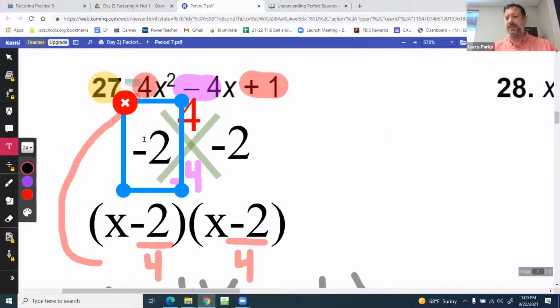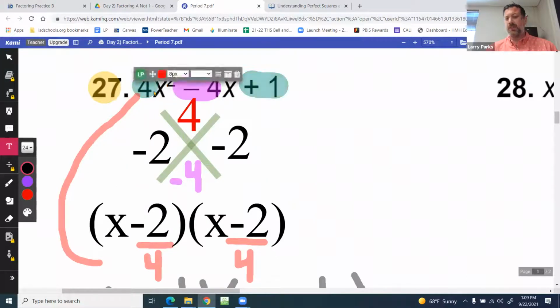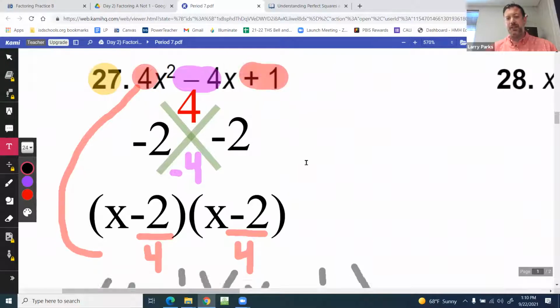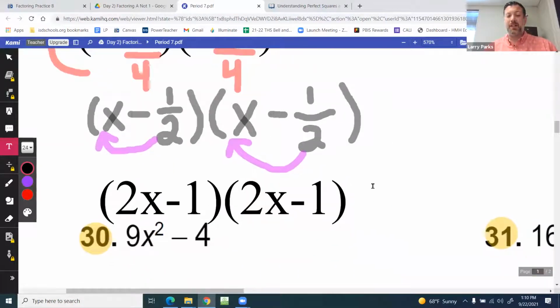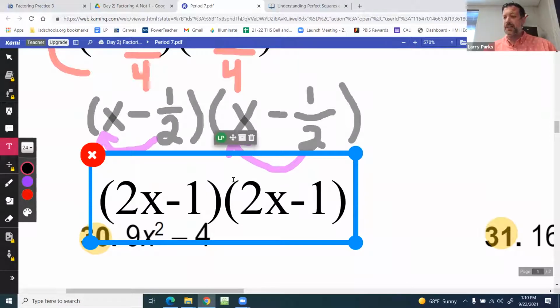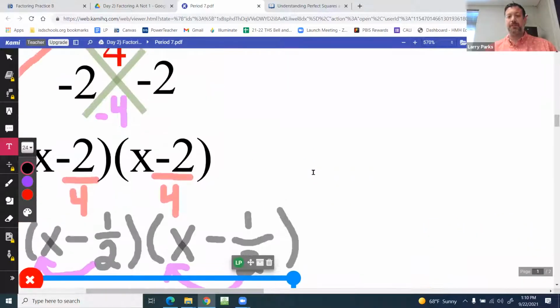If it has 2 of the same factors, you just take the square root of this, 4x squared, the square root of this, square root of 1 is 1, and you get 2x minus 1, 2x minus 1. And so that's a shortcut I don't usually teach because you very rarely use it, but it does work. Remember, if you didn't want to write this down twice, you could put this down as 2x minus 1 to the second power. Okay.